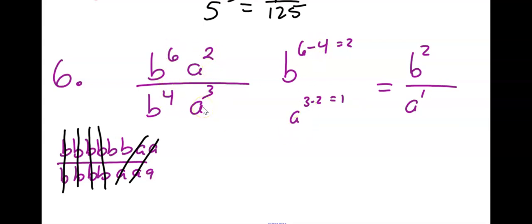And don't worry about the positives and negatives just yet. As long as everything is positive, just subtract the exponents, and wherever the bigger number is, that's where your leftovers have to go. And again, if it's a to the first, you don't have to put that.